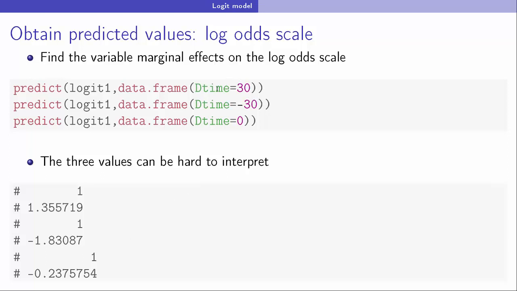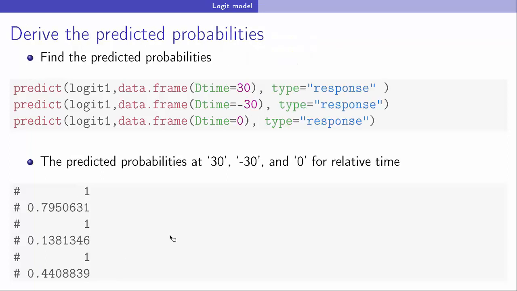We know that when d time is equal to 30, we're getting a predicted value that's positive. And when d time is negative 30, we're getting a strong negative number. And around 0, a number relatively close to 0. But again, it's very hard to interpret what's going on. Fortunately, it's quite a little bit easier to get some values that might be intuitive to us.